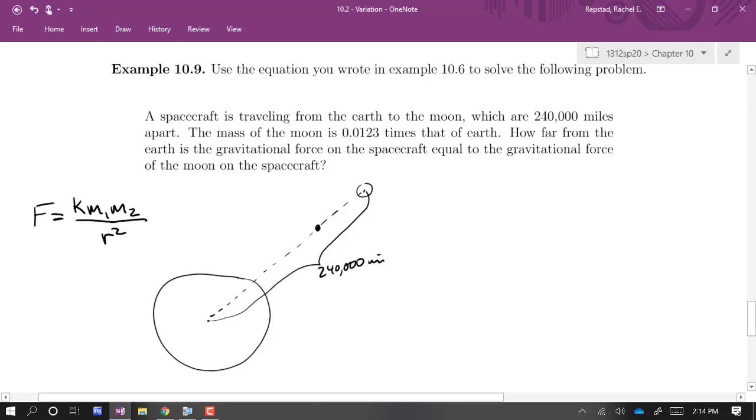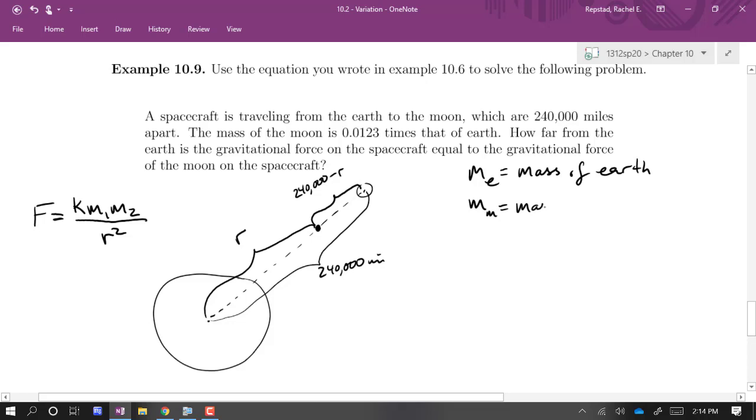Okay, so let's say that happens here, and I'll call this distance r, and so that means this is 240,000 minus r. Also, we have some masses to deal with here, so I'll let m sub e be the mass of the Earth. M sub m can be the mass of the Moon. And m sub s will be the mass of the spacecraft.